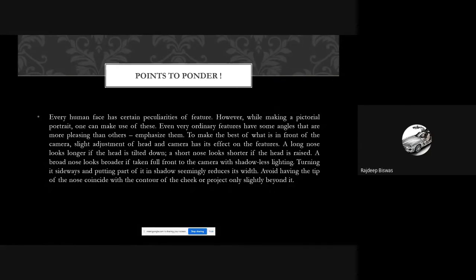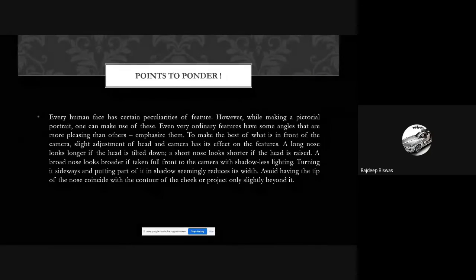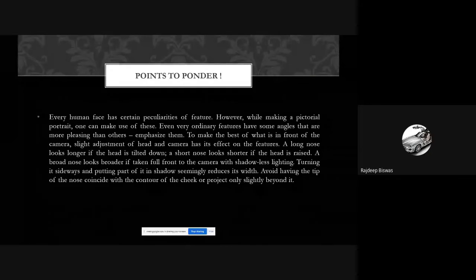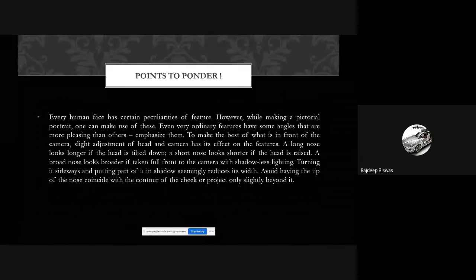A broad nose looks broader if taken fully in front. Straight, the subject looking straight at your camera, you click an image of a subject with a broad nose, it looks broader. Turning it up and sideways and putting part of it in shadow similarly reduces its width. Avoid having the tip of the nose coincide with the contour of the cheek or project only slightly beyond it. Just remember what I discussed a while ago regarding the outline of the face cutting the eye. Similarly, if your subject is creating an angle for you to click, remember the nose should not be cut by the outline of the face.